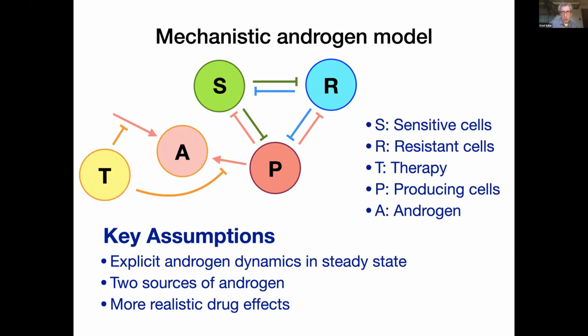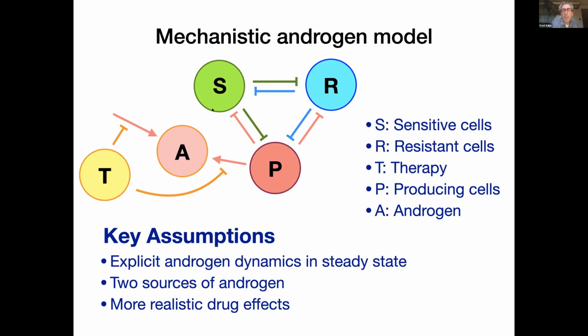Then, as an extension of the original model, one can make a more mechanistic androgen model, so that the producing cells actually make androgen. And so what these drugs do is suppress these production pathways in various ways, and so they can either suppress this production of androgen or suppress other sources of androgen which do exist in the body. I ran out of space to draw arrows, but androgen is good for our sensitive cells, so there should be a positive arrow growing here.